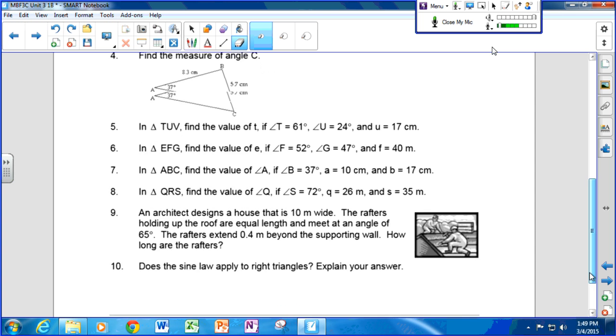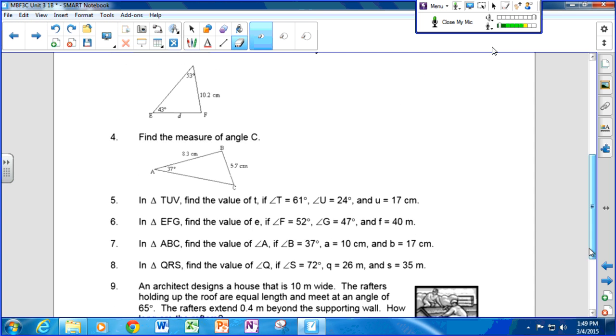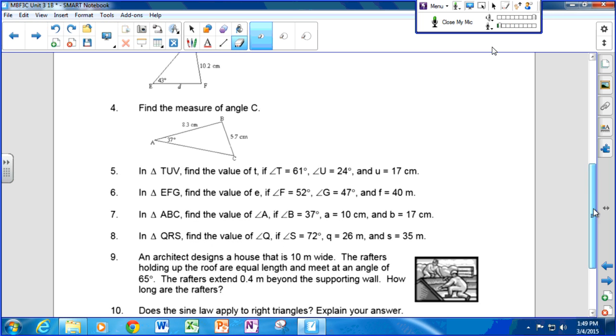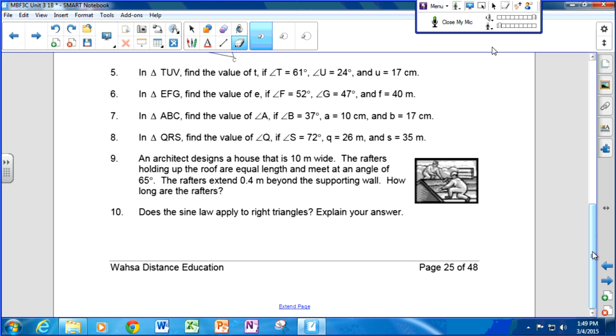So this is the key question on page 25, and you'll notice that as we're going further in the course, the key questions are getting a little shorter. So you'll just be doing a few problems this time around. There's a couple of them. Let's start at the end here. 10. Does the sine law apply to right triangles? The question you have to ask yourself is, what is the sine of 90 degrees, right?